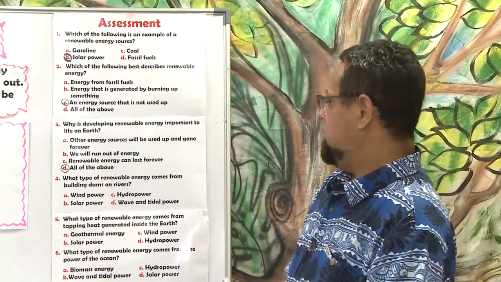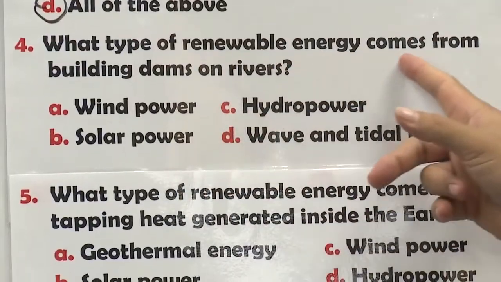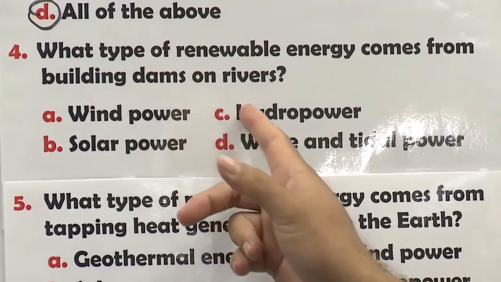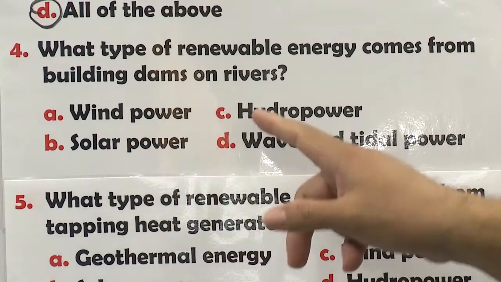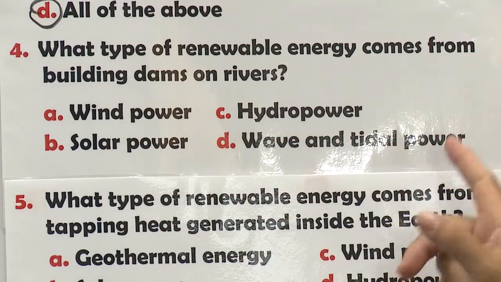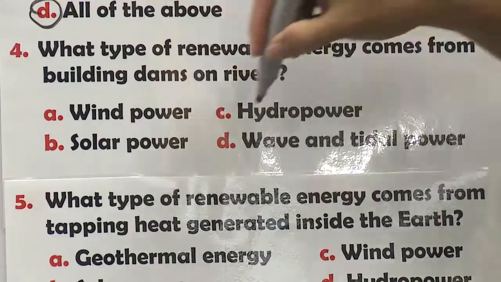Number 4. What type of renewable energy comes from building dams on rivers? A. Wind power, solar power, hydropower, wave and tidal power. Answer? C. Good.